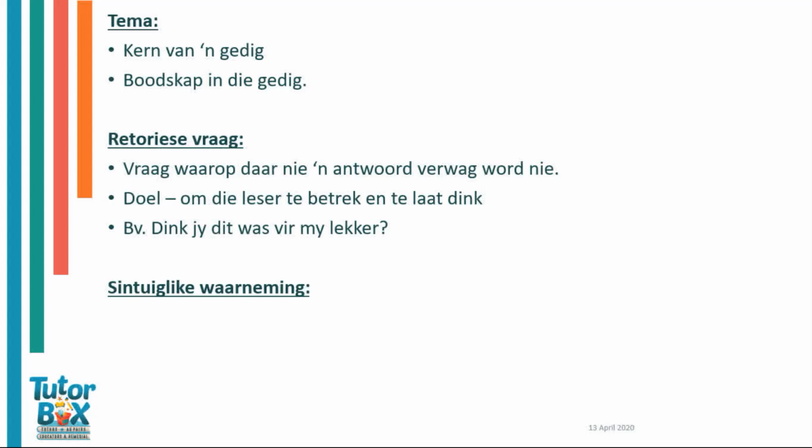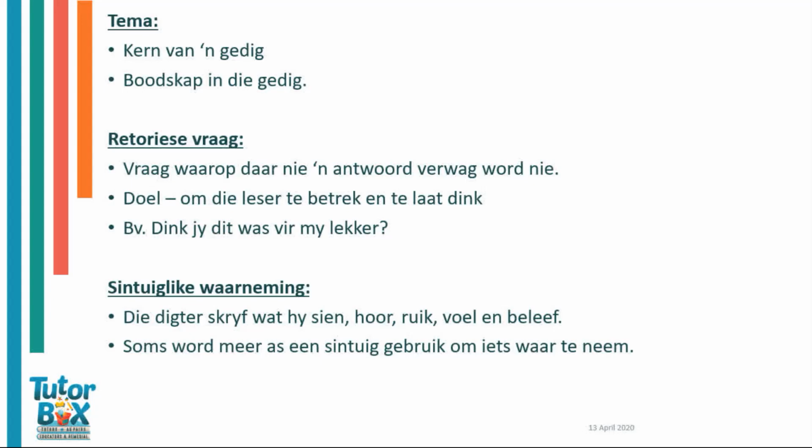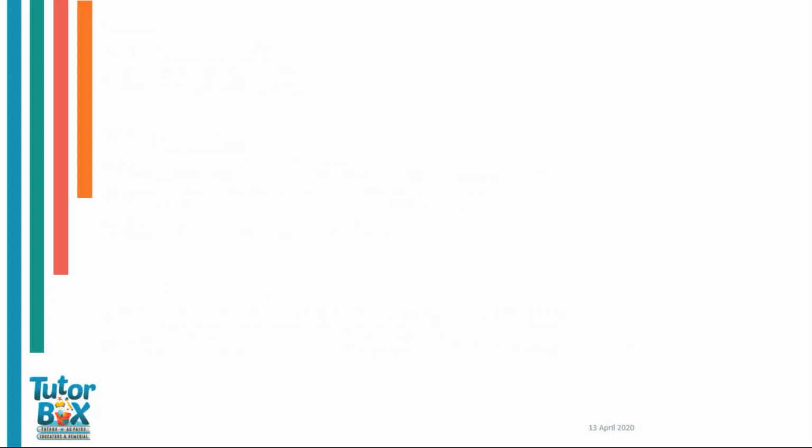Okay, then sintuiglike waarneming, that is your senses. Die digter skryf wat hy sien, hoor, ruik, voel en beleef. Okay, so the writer writes down what he sees, he hears, he smells, what he feels. Soms word meer as een sintuig gebruik om iets waar te neem. Okay, sometimes more than one sense is used to describe something. Okay, so these are the things that a good writer uses in a poem just to get the reader's attention and keep their attention.